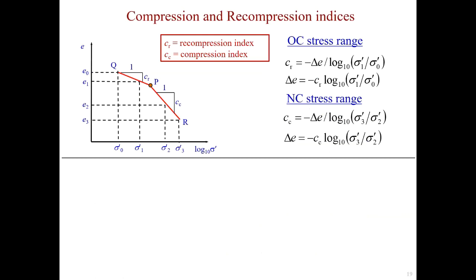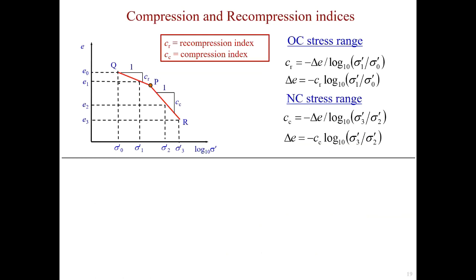Now we just came to the main part. So for the curve QP and OC strength, QP and PR, the stress range, the CR. So let me say it this way.